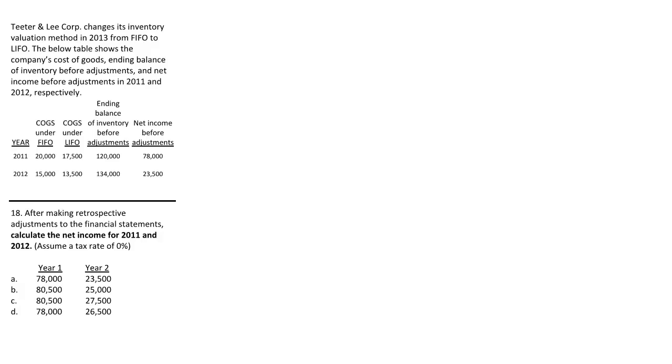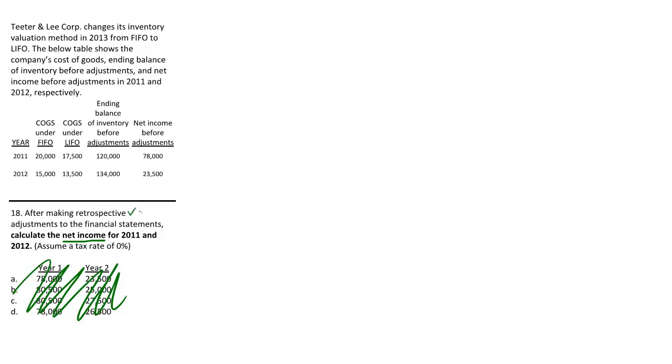Okay, now we're going to look at adjustments that are made. Question 18: after making a retrospective adjustment for financial statements, calculate net income. Net income is what we're looking at. Again, ignore all of this right now. Just scratch it out. Focus on what the question is asking.